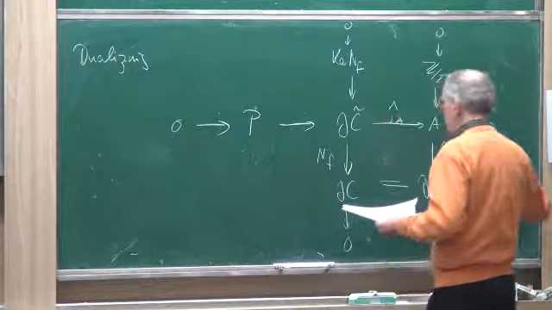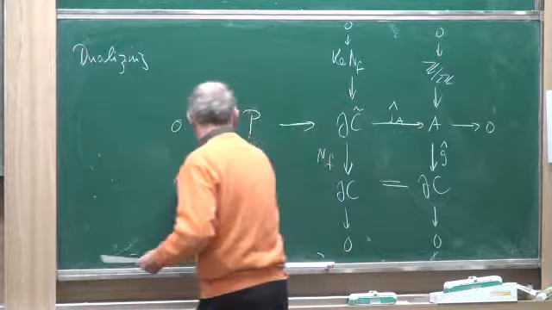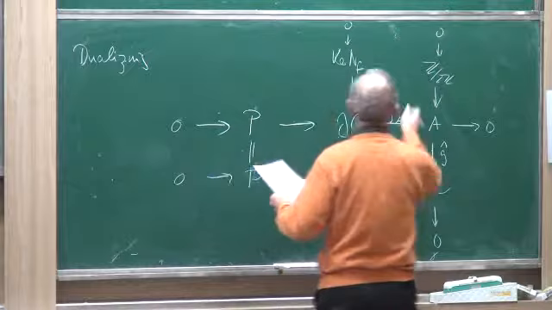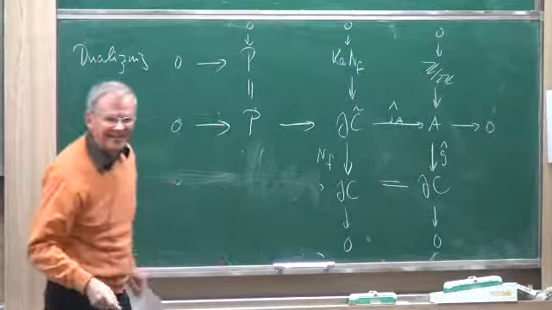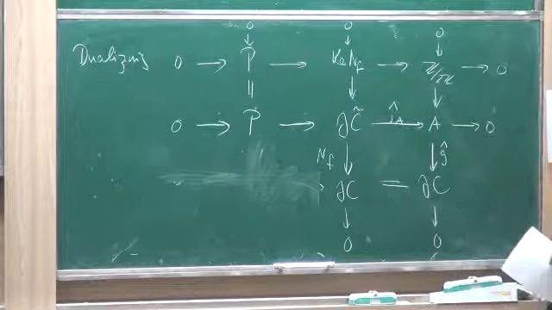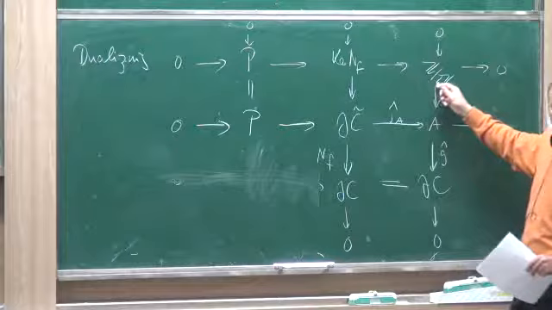Now, this diagram, by the snake lemma, you get this here. Sorry, this is not correct. Here you get the P by the snake lemma, okay? Right. So you get this exact sequence here by the snake lemma, and you see that this has two connected components because this is connected and here is Z modulo 2Z. This proves the proposition, okay?